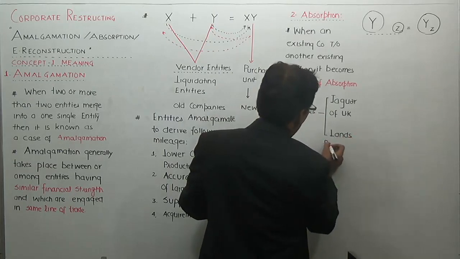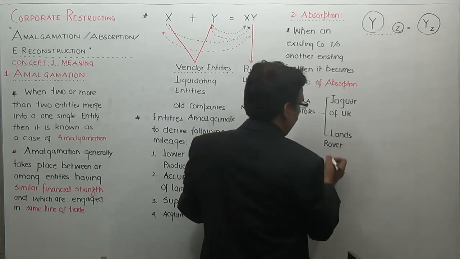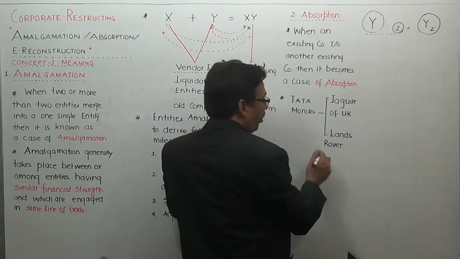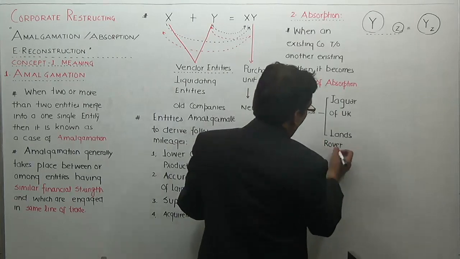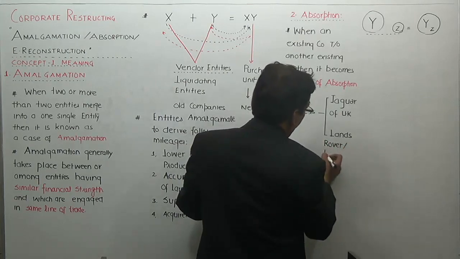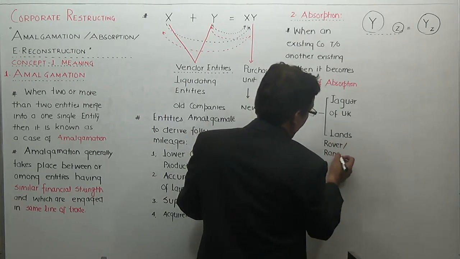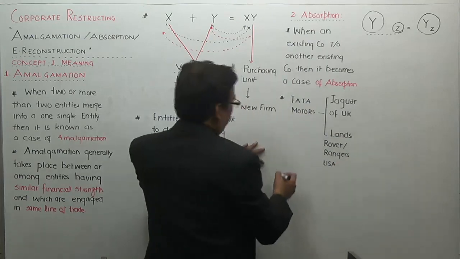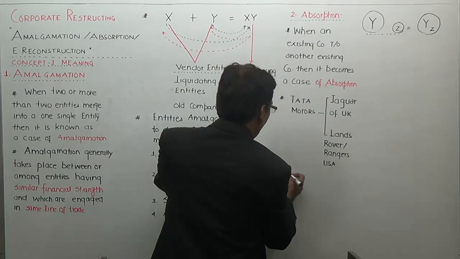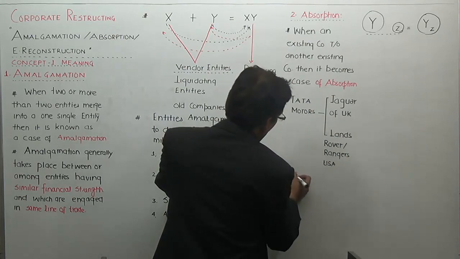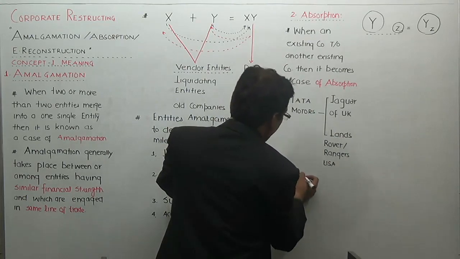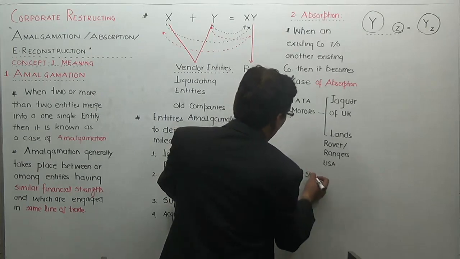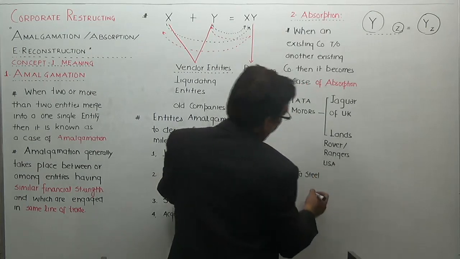Land Rover of USA. Both these are terrific, high value brands, and Tata was able to acquire them. Land Rover, also known as Range Rover. There was also very big news 2-3 years back that Tata Steel took over Corus Steel. You must have heard about that. Tata Steel took over Corus Steel, isn't it?